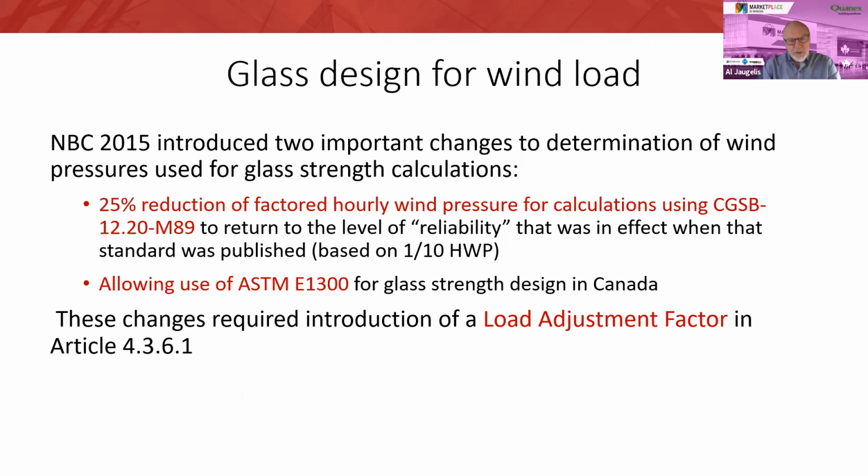So in the 2005 code, they essentially bumped up the rigor of the calculations. And in the 2015 code, they've decided to reduce that load a little bit to bring it down to the level of reliability they had in the 1980s when the standard was published. The second change is that it now allows the use of ASTM E1300 for glass strength design in Canada. And to accommodate these two things, they added a new factor for the calculations, a load adjustment factor.